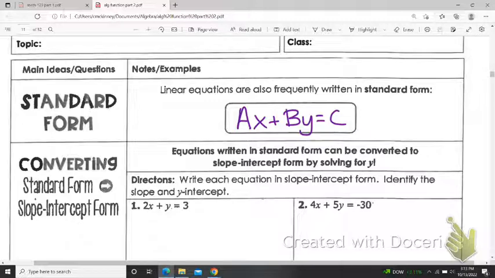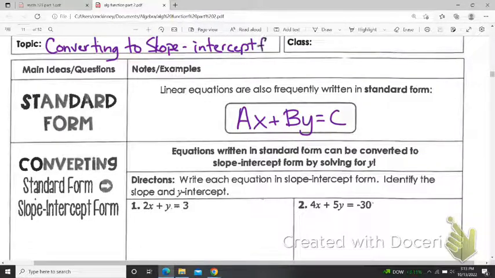So if an equation is in standard form, we can convert that to slope-intercept form. And that's actually what I would title this, because we're not going to camp out about standard form. We're going to camp out and practice converting to slope-intercept form. That is what we're going to be practicing.